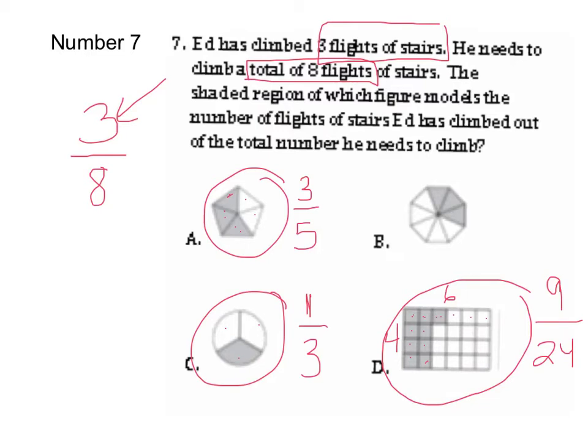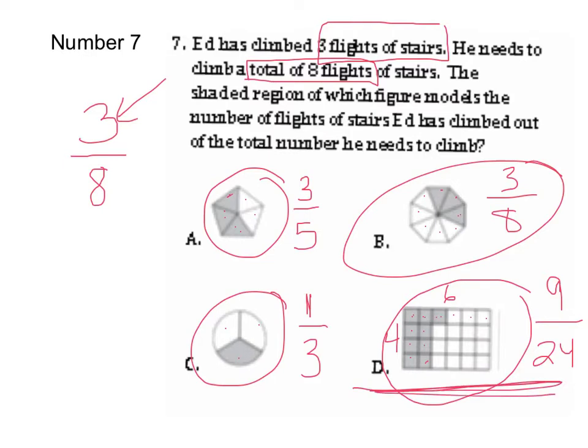Which of these would match it? Let's think about that. Well, here we go. 1, 2, 3. We have our 3. What we need for the bottom, our total. So 1, 2, 3, 4, 5, 6, 7, 8. And that is 3/8, which matches that perfectly. Now, there is an argument for D, but D is not the best answer. We're going to talk about a question like D in future lessons. So right now, you had to find the best model to show 3 out of 8, and B is the best answer for that one.